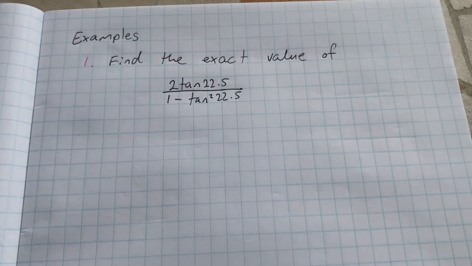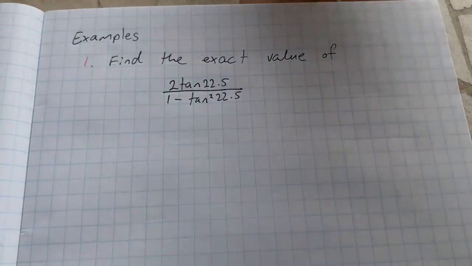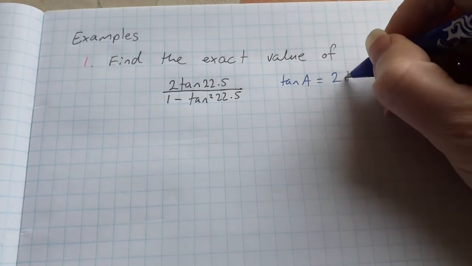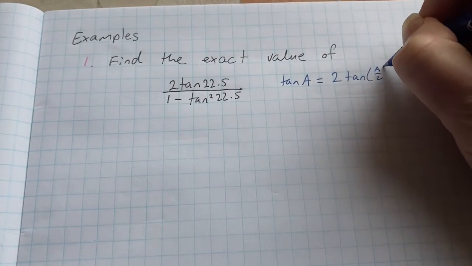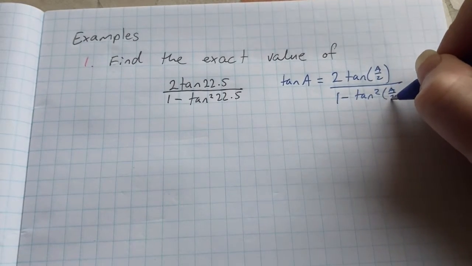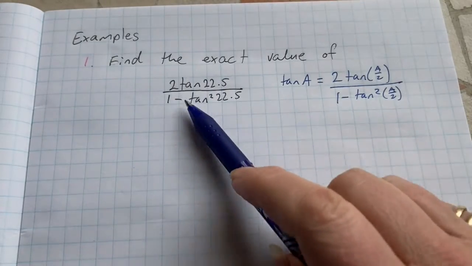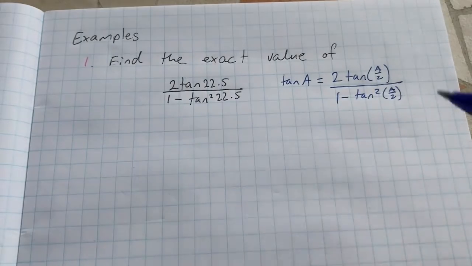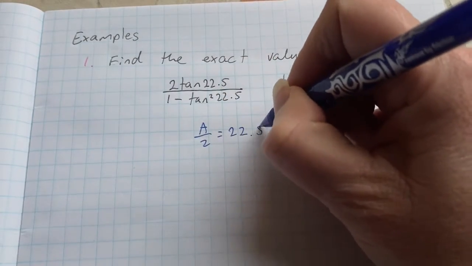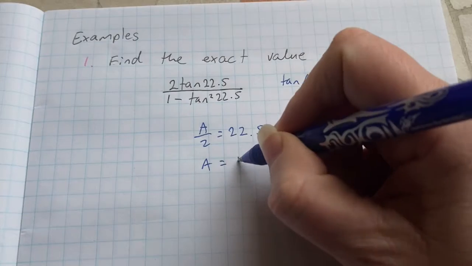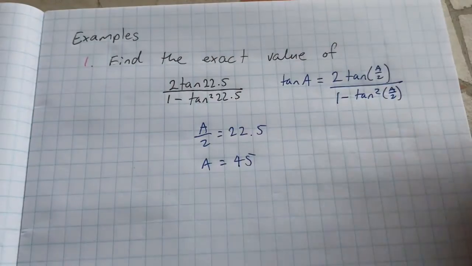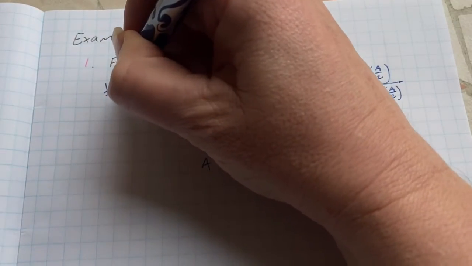So this is just an example showing that rule that I just mentioned. The rule is that tan A equals 2 tan A on 2 over 1 minus tan squared A on 2. Now what we can see here is that A on 2 is equal to 22.5. So A on 2 equals 22.5, which means A, of course, would equal 45. So this whole thing is equal to tan 45.